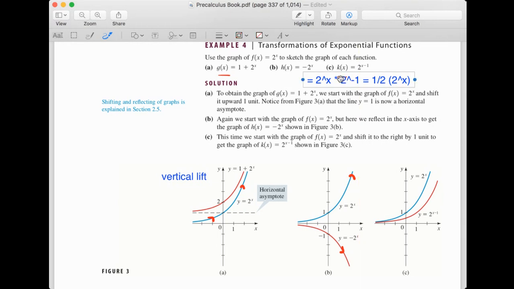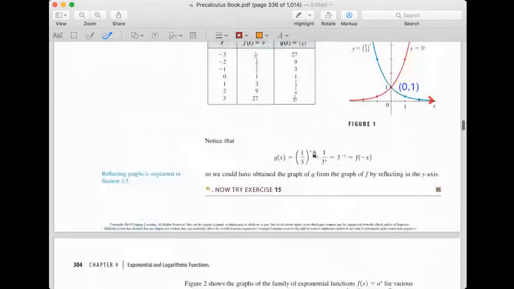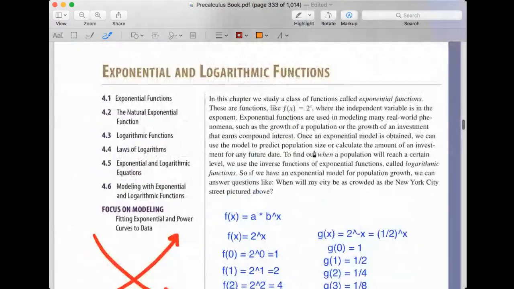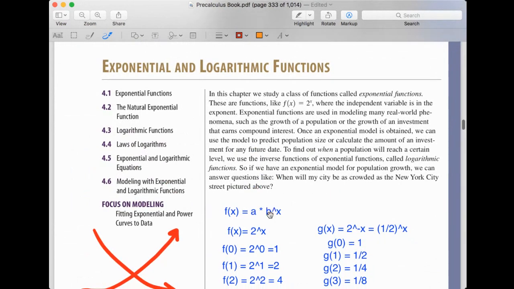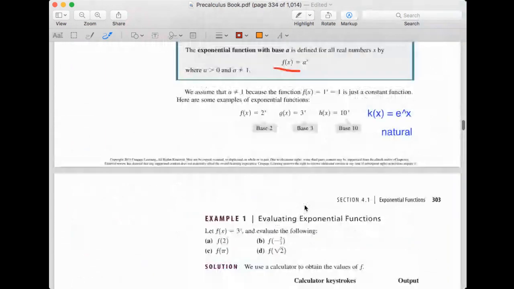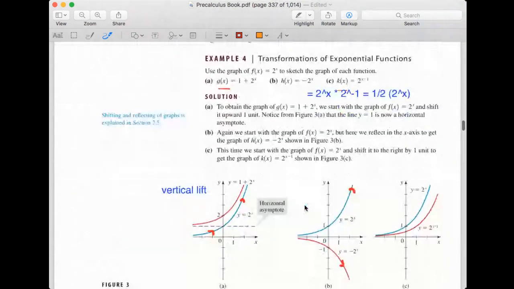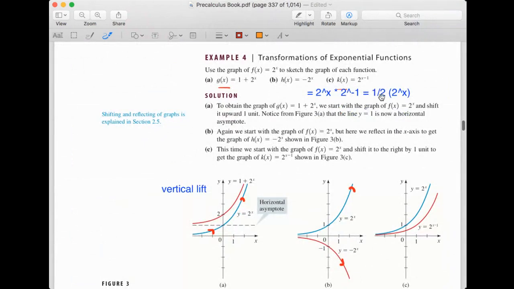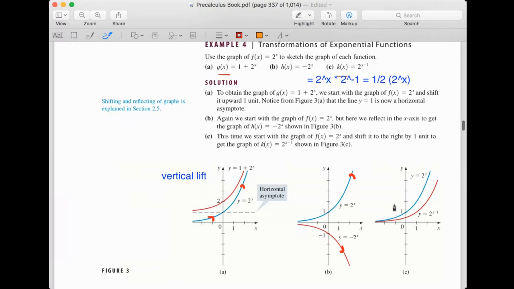Remember, in the beginning I was talking about the standard form, a times b raised by x. I said this is the standard form. You see now the a is a half, b is 2, right? You have a number before it. We have a half, and the base is 2 raised by x. So this function can be written as this, or it can be thought of as a horizontal shift.